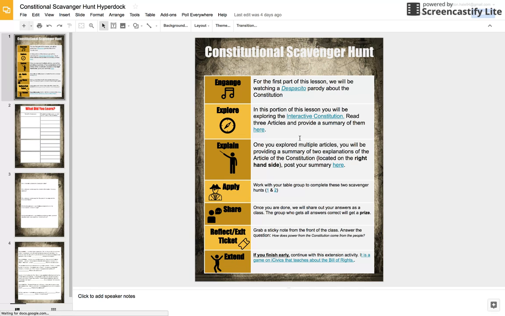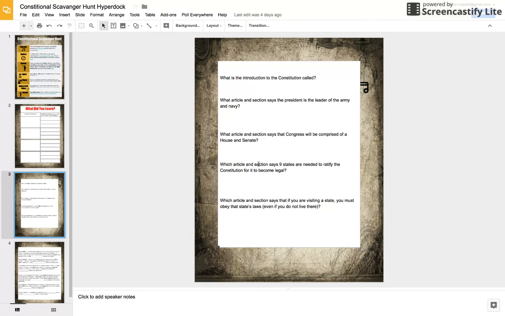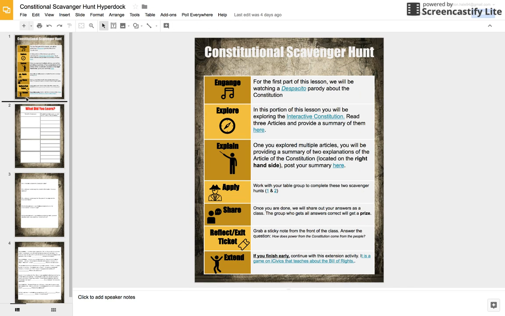In this lesson, it's a research-based component in which you're reading the interactive Constitution, seeing different views of the Constitution on different scholarly articles attached to that, and then engaging in a scavenger hunt around the Constitution. I'll show you a quick example of what they're looking for. Again, filling all this out digitally, and also working collaboratively. Once they finish, they have a more traditional exit ticket in which they take a sticky note and place it on the back of the classroom.